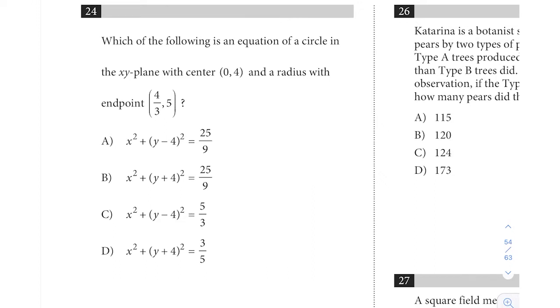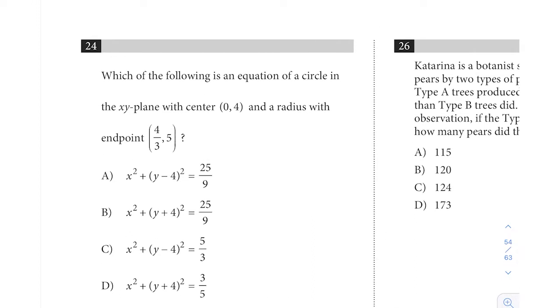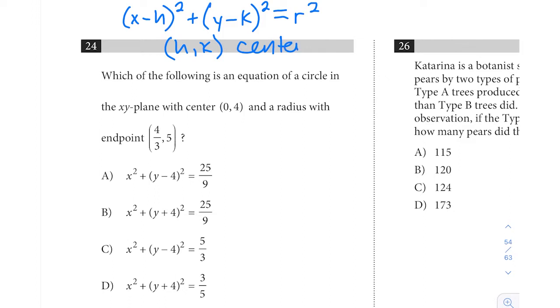Okay, so first things first, for this kind of question, we have to know the standard form for the equation of a circle. And that is going to be (x minus h) quantity squared plus (y minus k) quantity squared equals r squared, where (h, k) represents the center of the circle and r is the radius. So that's our key background content that we just have to memorize for a question like this.